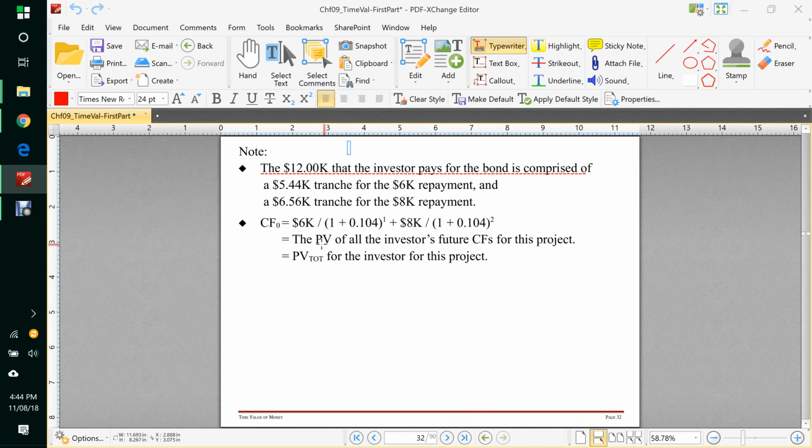Another way to think about this in terms of cash flows is that cash flow zero is the present value of all of the investors' future cash flows for this project. And so we're going to start calling that PV tote. So we'll say CF0 or PV tote. It's the sum of the present values of all the cash flows for this project. So first, take the present value of each cash flow, then add them up to get CF0.